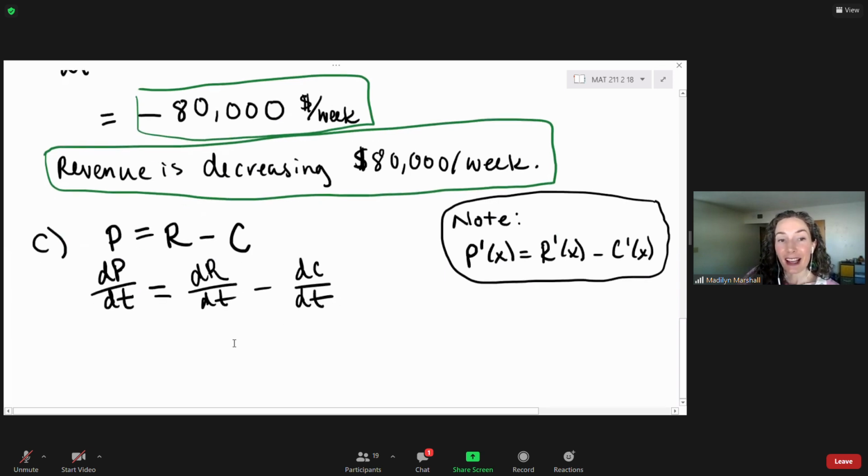And this is extra nice because we have the same situation throughout all of these. We're looking at the situation of a change in production of 400 units per week at a production level of 4,500 units, so we've already found dR dt and dC dt for each of those things. So to find profit, we don't even need the actual equation. We can just plug in our answers from part B and part C.